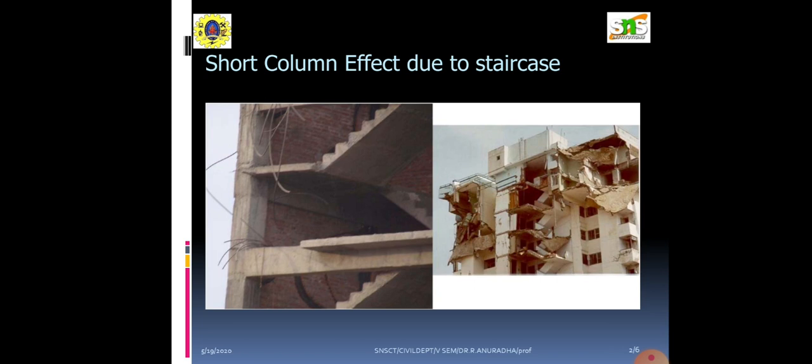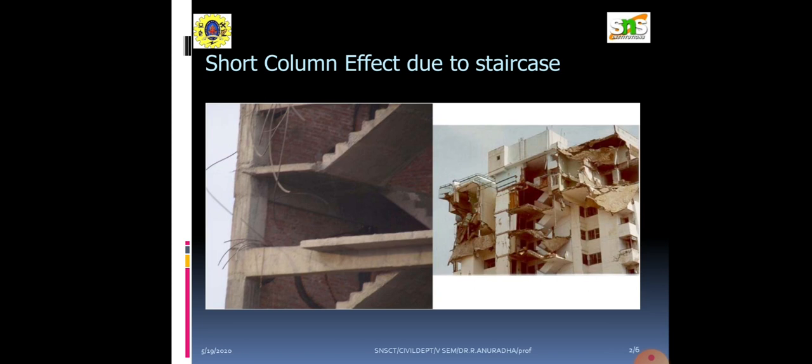Here you can see short column effect due to a staircase. The staircase landing slab is at half the height of the column. In the second picture, this is from the earthquake at Bhuj. You can see the staircase portion was totally collapsed because of this short column effect.